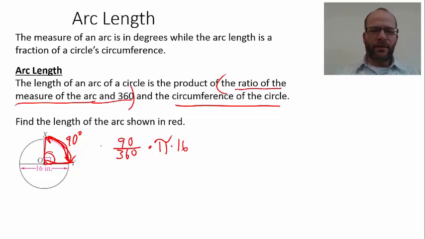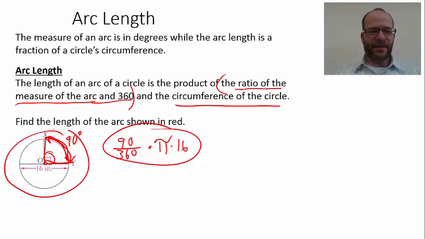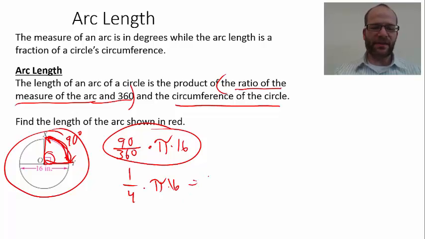When we've set this up, we can actually reduce this quite a bit. We can simplify it, and that's not always the case, but in this particular problem it is. 90 over 360, as you can see from the circle itself, is actually 1/4. We need to multiply 1/4 times pi times 16. Well, 16 divided by 4 is 4, so this is equal to 4 pi. That is the answer, 4 pi inches.